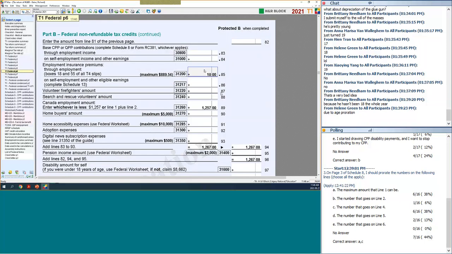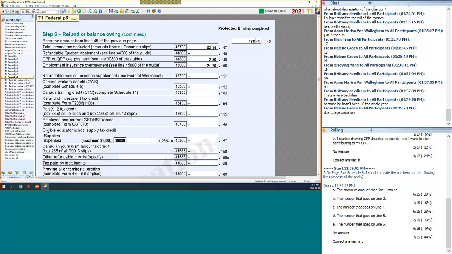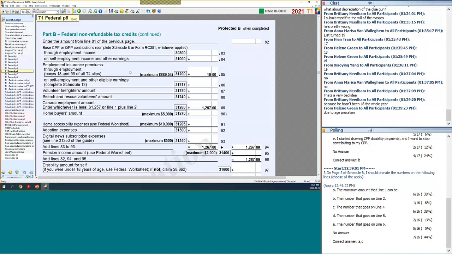So let's go look at those. Here's my $10 credit. And at the very end of the return, there's my $21.76. I just gave him $21.76 because he overpaid to EI because his income was very low.